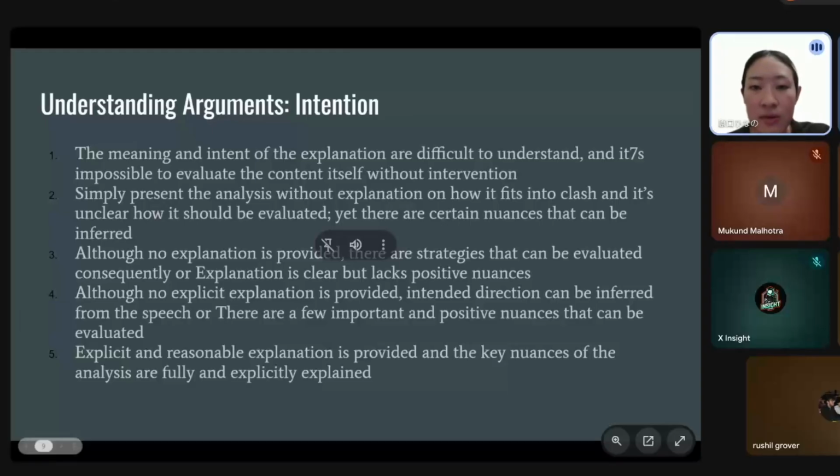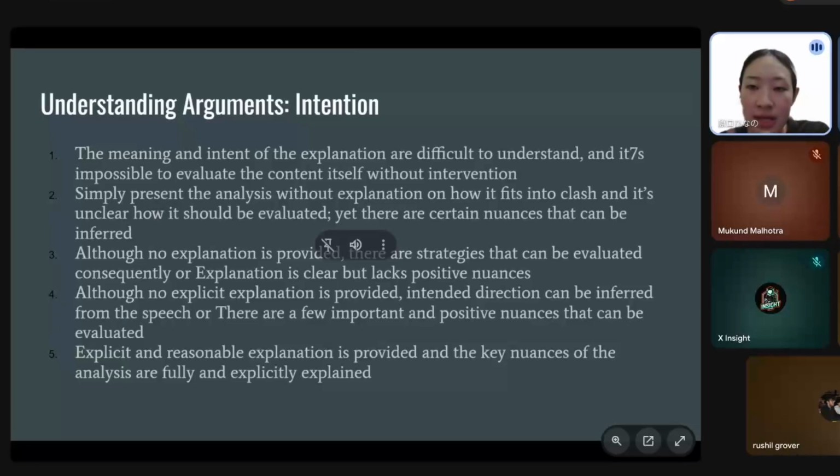The first level, the lowest level, is that the meaning and intent of the explanation are difficult to understand, and it's impossible to evaluate the content itself without intervention. For example, it is very difficult to understand the speech from the very basic parts, like the volume of the voice and the structure of the speech, which makes it difficult to grasp the intention that debaters have.